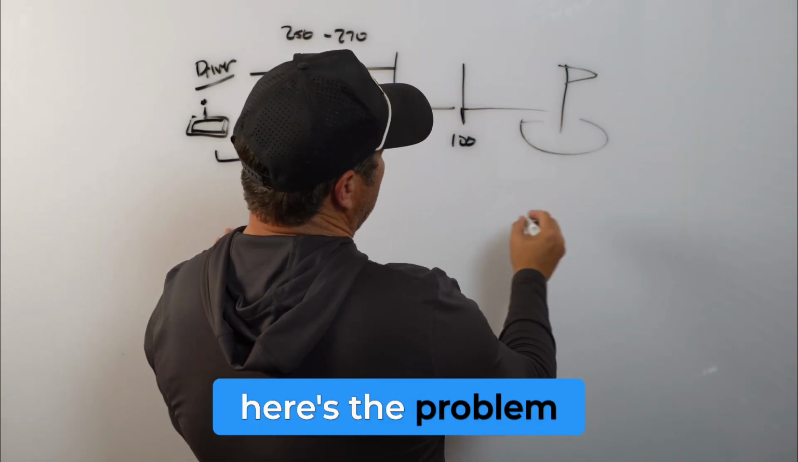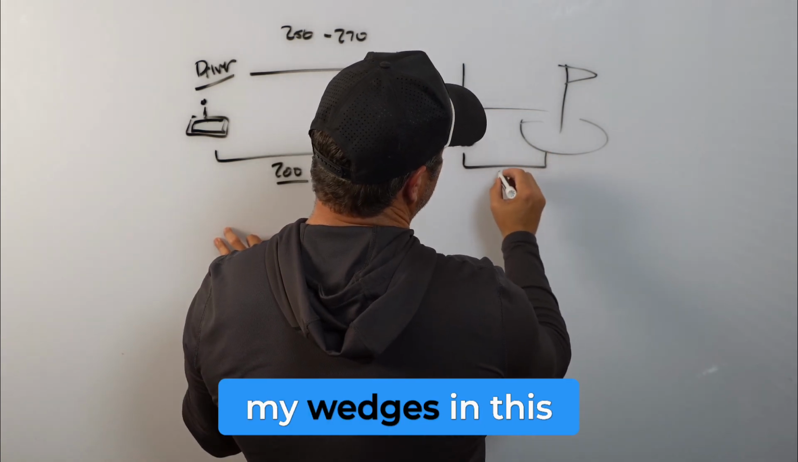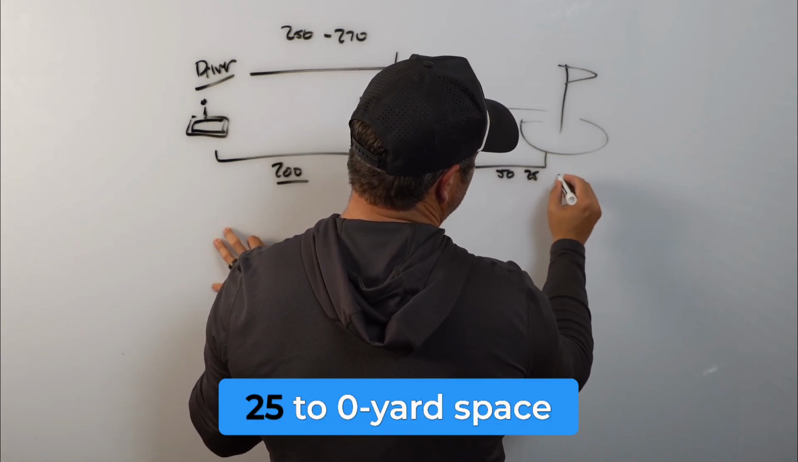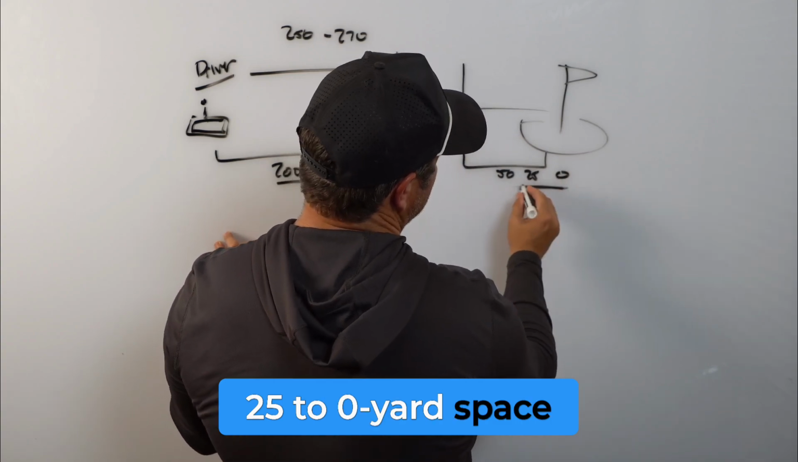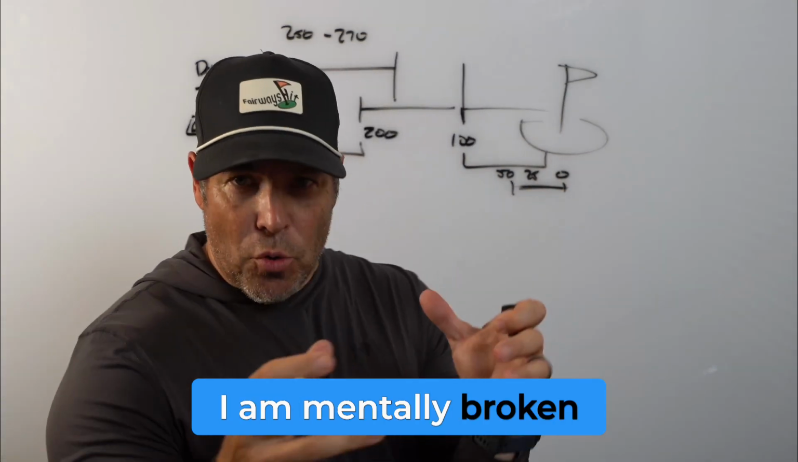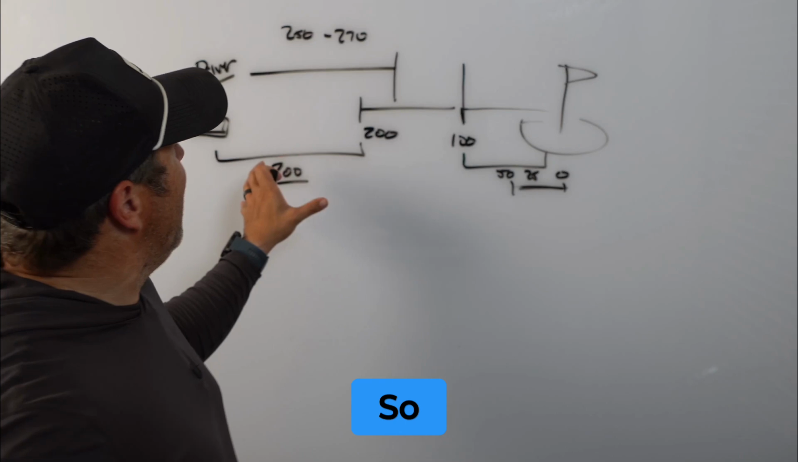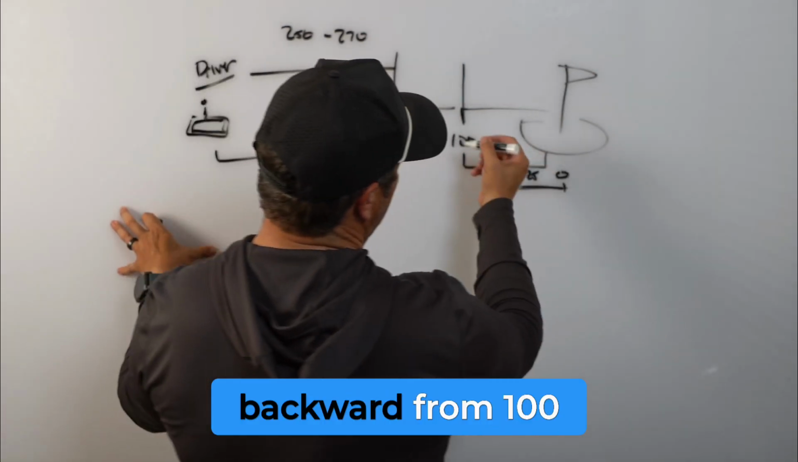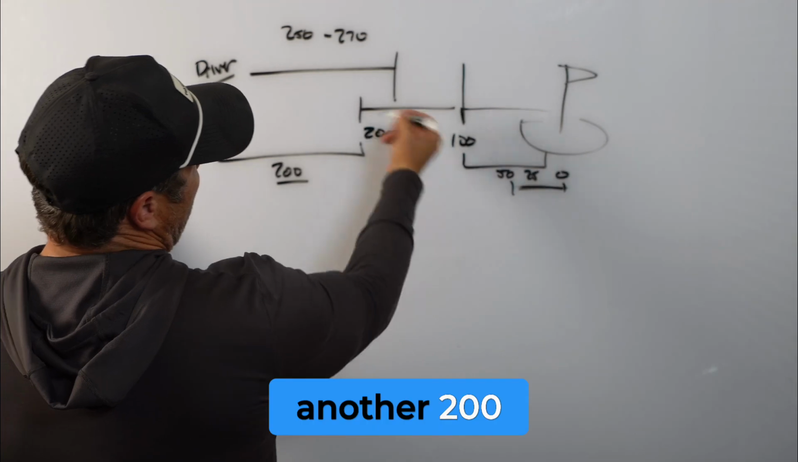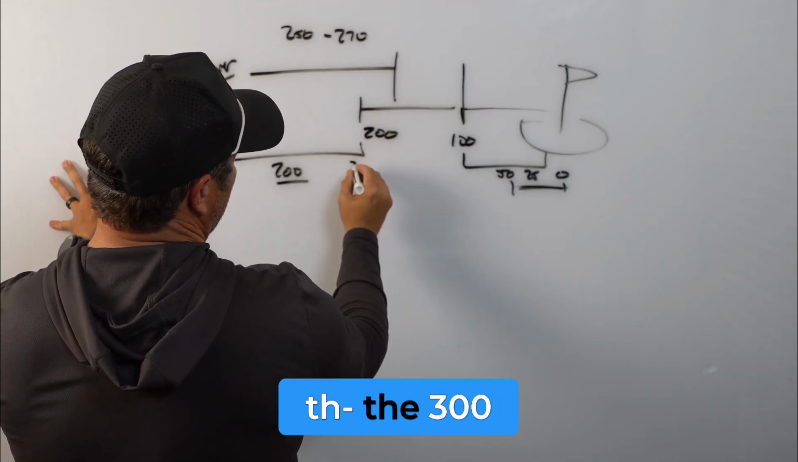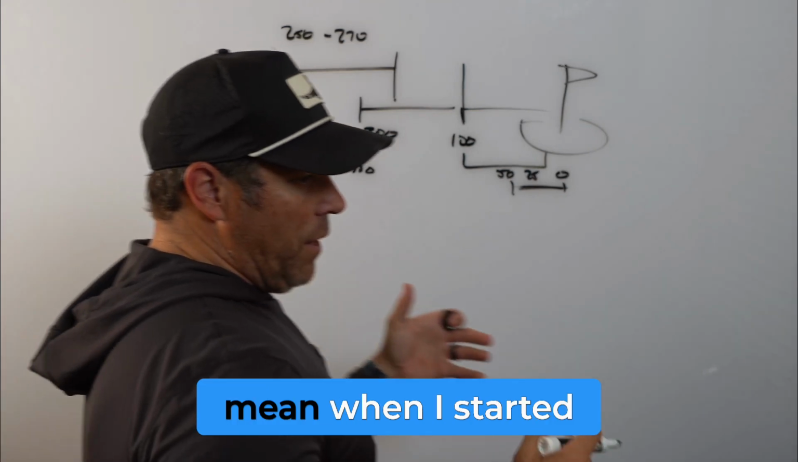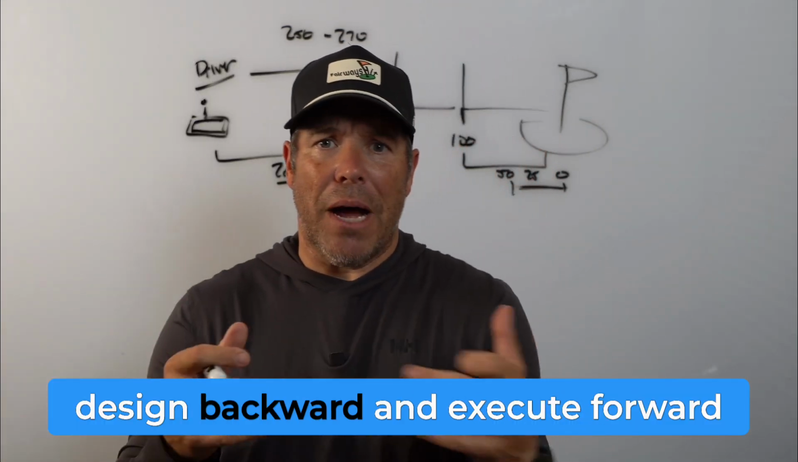Now, here's the problem. I've been struggling with my wedges in this 50 to 25 to 0 yard space. I am mentally broken when it comes to that. So when thinking about a par 5 like this, I want to design backward from 100, another 200, which gets me to the 300, and then give myself some options to move forward. This is what I mean when I start talking about things like design backward and execute forward.